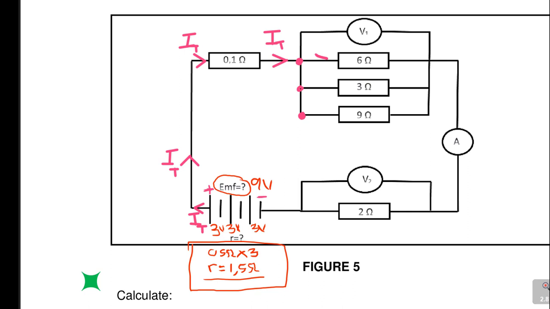So there is the current there, and the current there. We say the current splits. So we can call this one I6, this one I3, and this one I9. When current splits like that, it means these three resistors are in parallel.